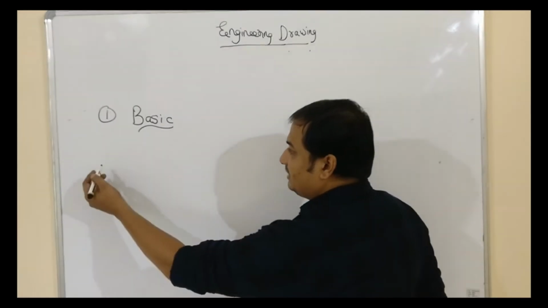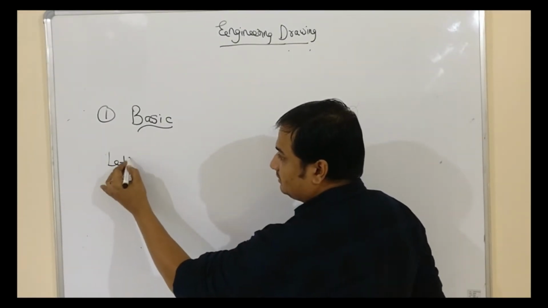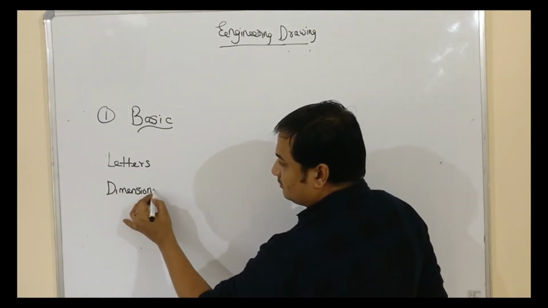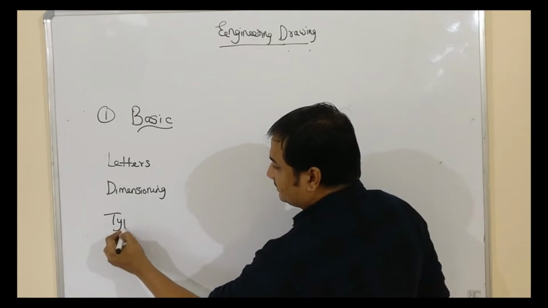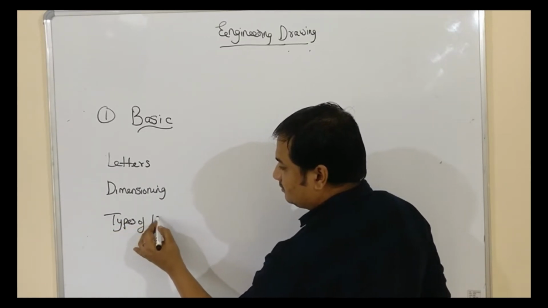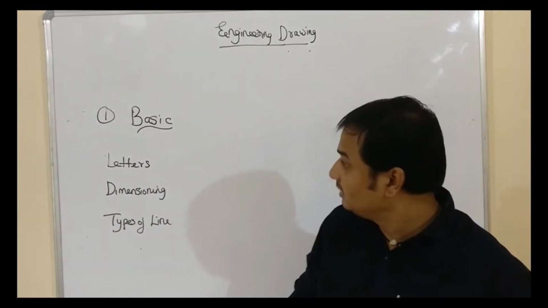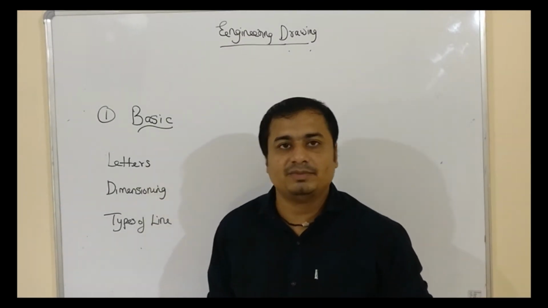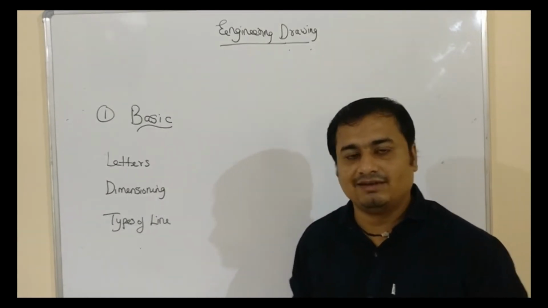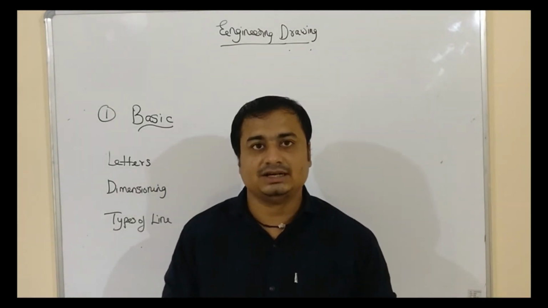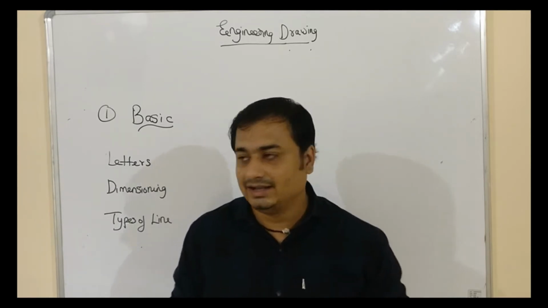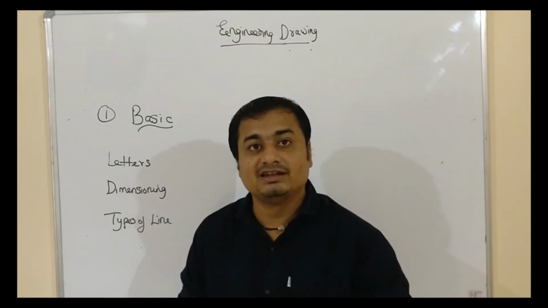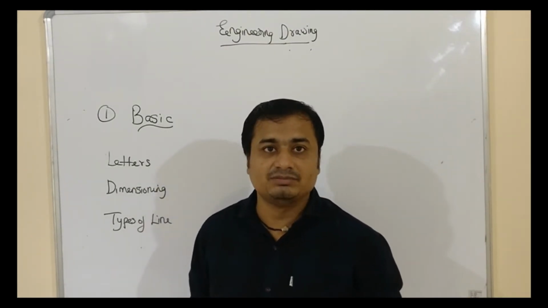So in basics there will be 3 sub-components: letters, dimensioning, and types of lines. So these are the sub-components of basics. The first part, letters. Letters means we have to write alphabets in capital letters, small letters, and we have to write numbers in our sheet. That is for technical writing. So the letters part will tell us how to write alphabets and numbers in our sheet by using some standard.